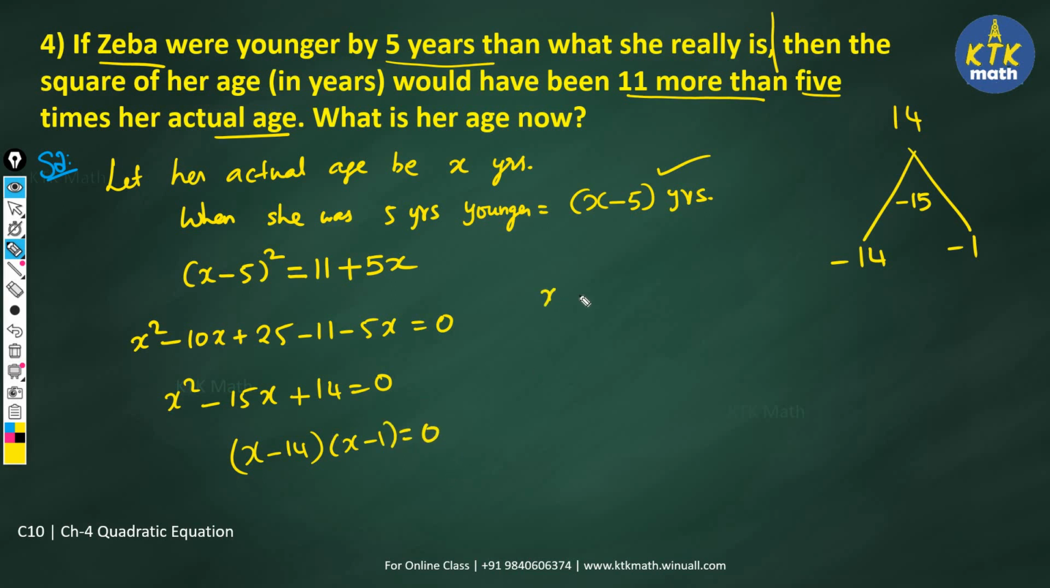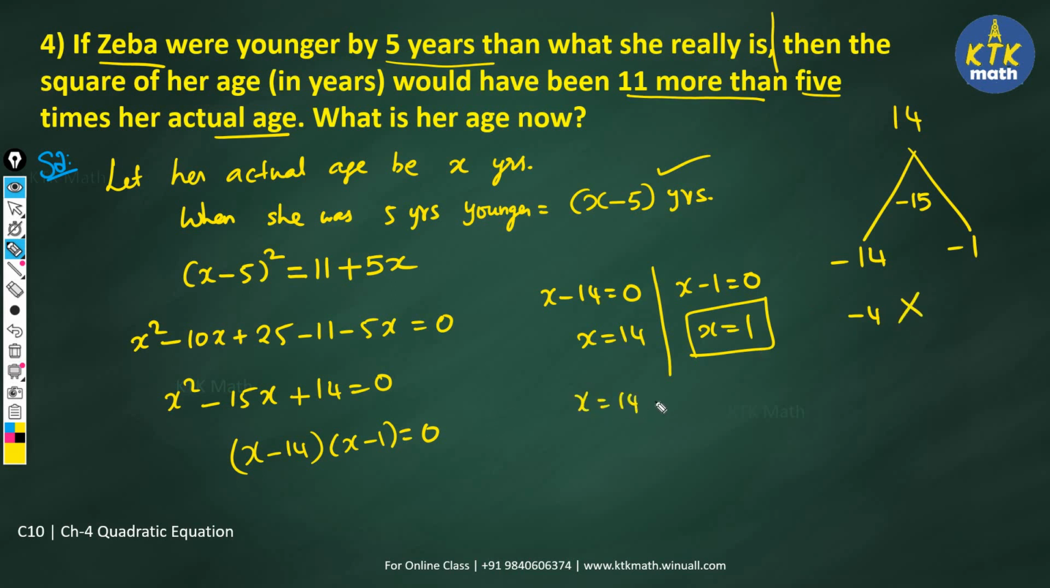Now x − 14 = 0 means x = 14, and x − 1 = 0 means x = 1. Which one can I omit? Yeah, I can omit this one. Why? Because if you substitute 1, then 5 years before, it would be −4. Age cannot be negative. Whereas if you substitute x = 14, then 5 years before she would have been 9 years, which is possible. So try to understand.